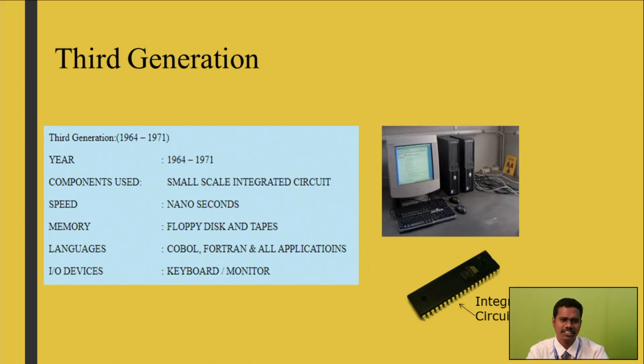And the next one is the third generation. The time period is 1964 to 1971. The component used here is the small scale integrated circuit. The speed is nanoseconds, and the memory used here is floppy disk and tapes. The languages are COBOL, Fortran, and other applications. The IO devices are keyboard and monitor.